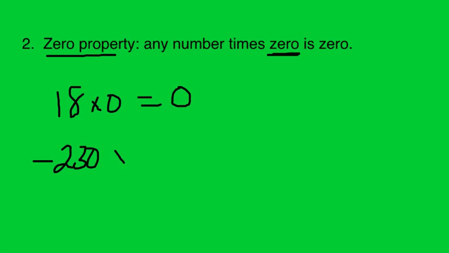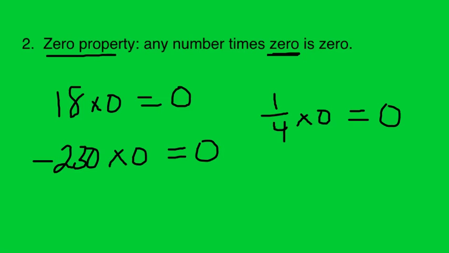Our second property of multiplication is the zero property. This one is new. We didn't have this with addition. But that says that any number times 0 is going to be 0. Doesn't matter what the number is. I could have 18 times 0. I'm going to get 0. I could have negative 230 times 0. I'm going to get 0. Okay? If I have 1/4 times 0, I'm going to get 0. Okay? So that's the zero property. Anything times 0 is 0.